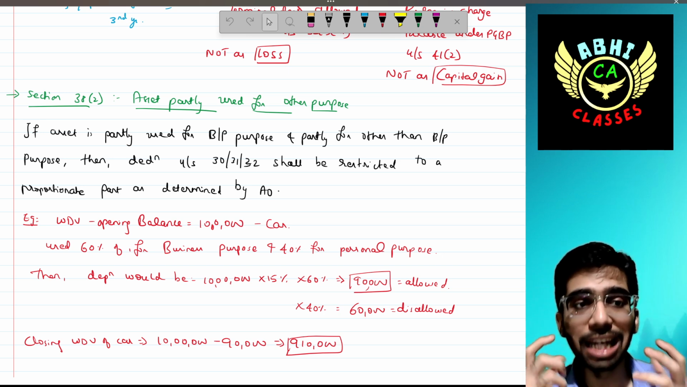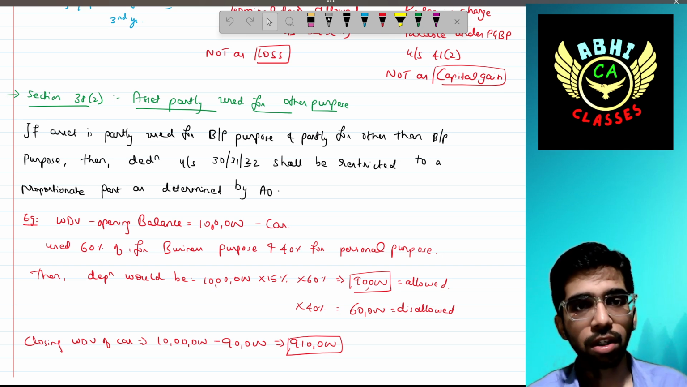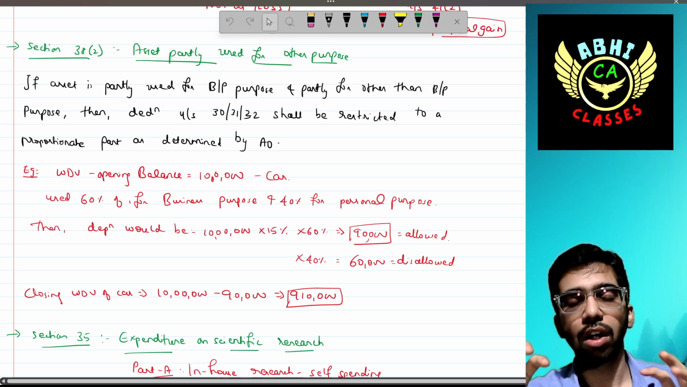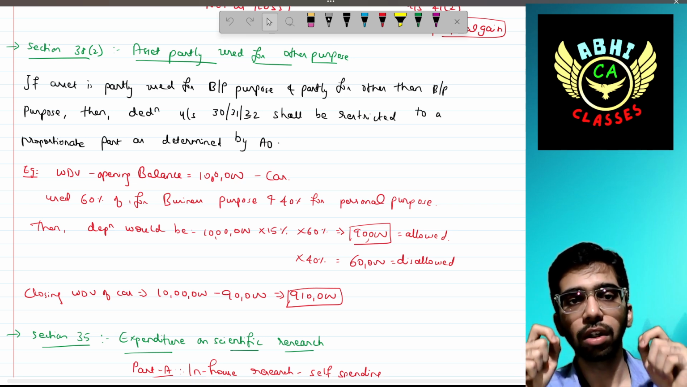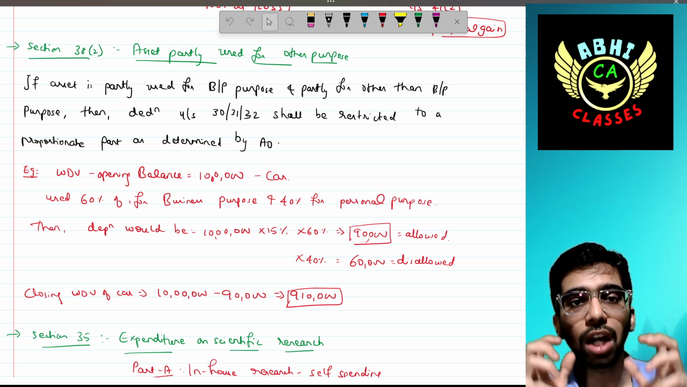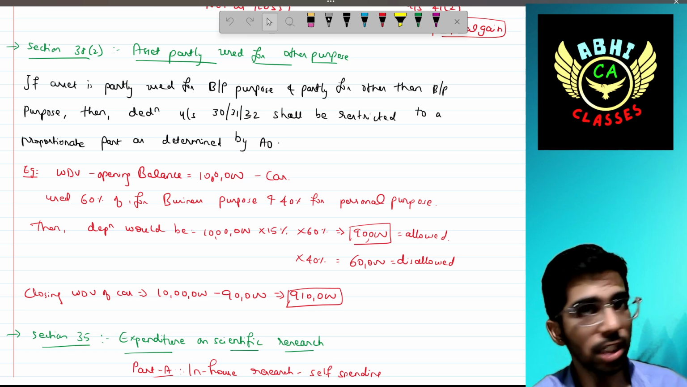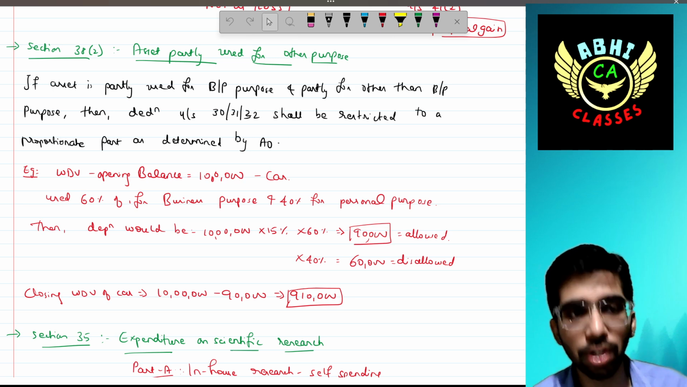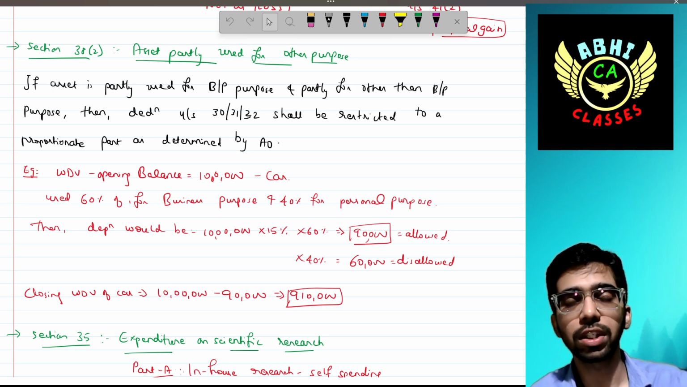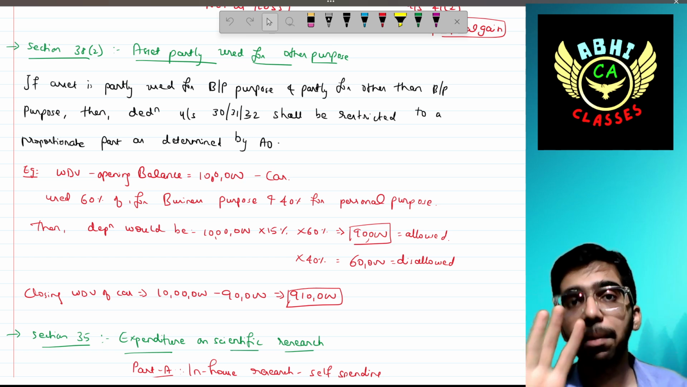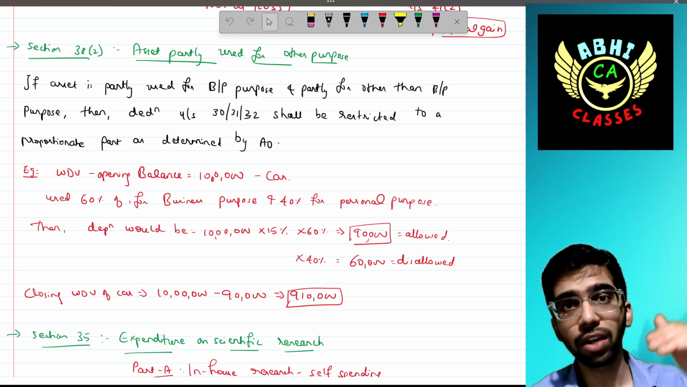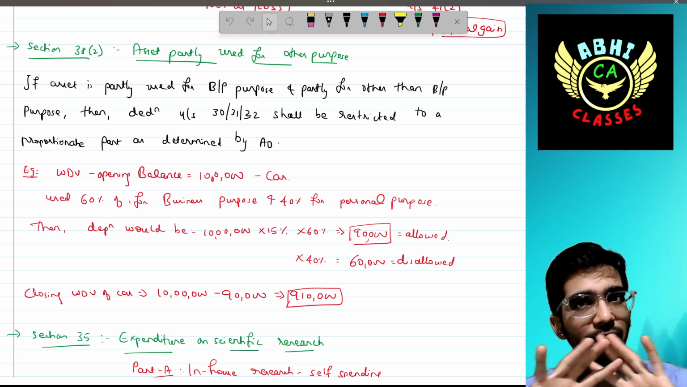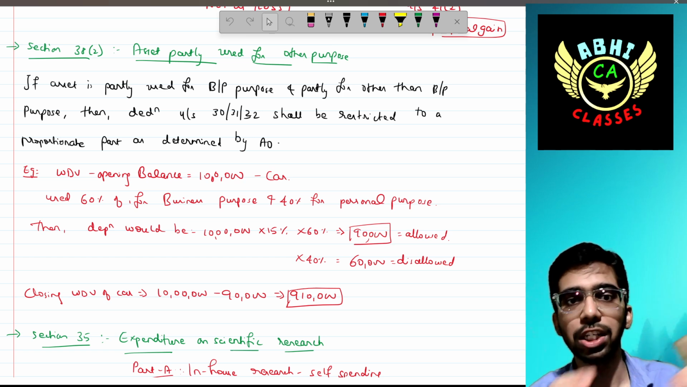Let's assume the WDV, the opening balance, is 1 lakh, for a car. For example, 60% of the car is used for the business purpose and 40% of the car is used for personal purpose. Then the depreciation rate on the cost of the asset, which is 10 lakh, is 15% as per our list. It is a motor vehicle, not coming in the 30%, 40% higher rates. Let's assume it is a normal car used in the business.